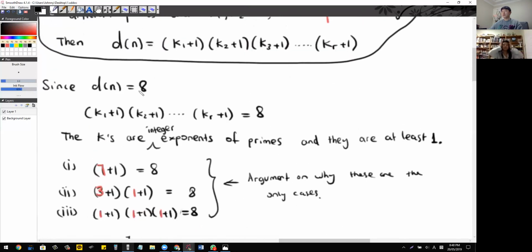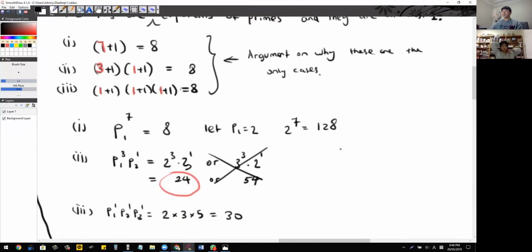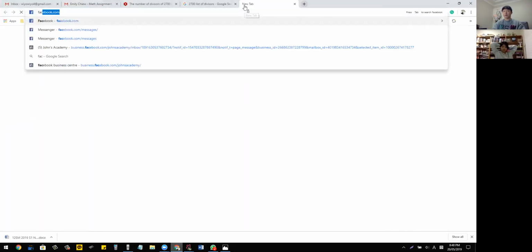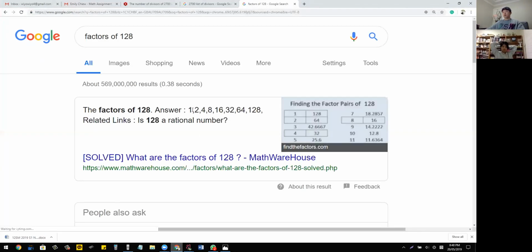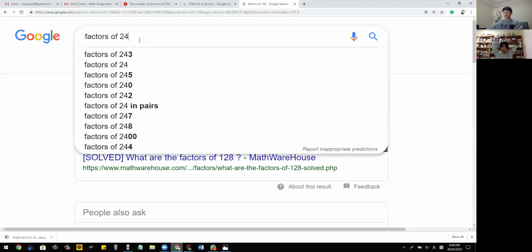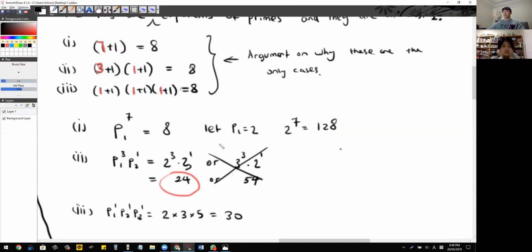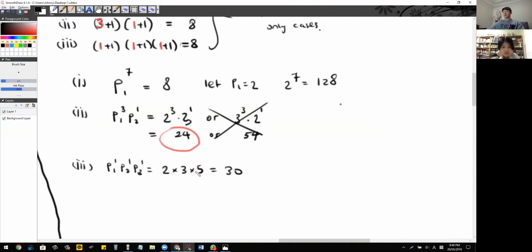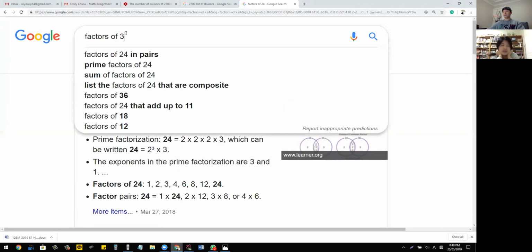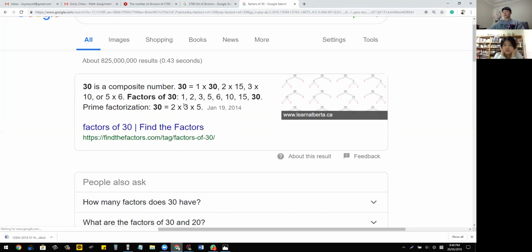So do they all have DN 8? I think so. Yeah, factors of 128. 1, 2, 3, 4, 5, 6, 7, 8. That's right. 24. One, 2, 3, 4, 5, 6, 7, 8. 30. And 54. Yeah, 1, 2, 3, 4, 5, 6, 7, 8.